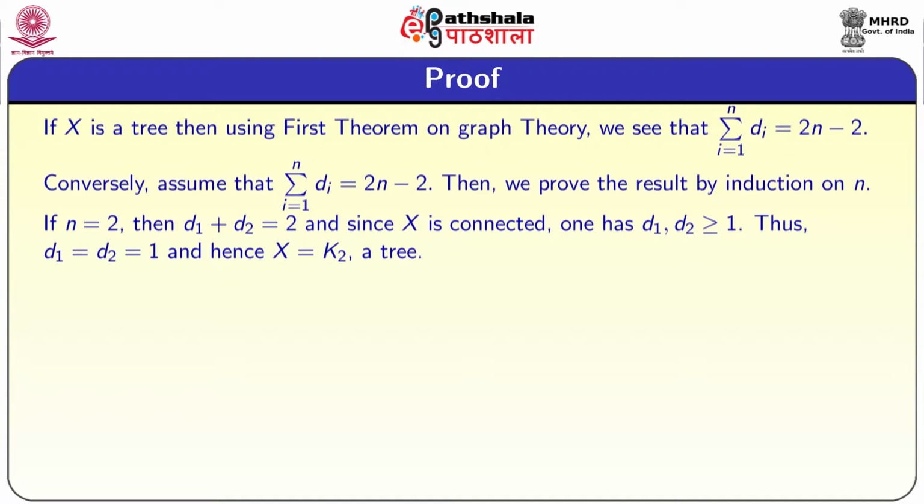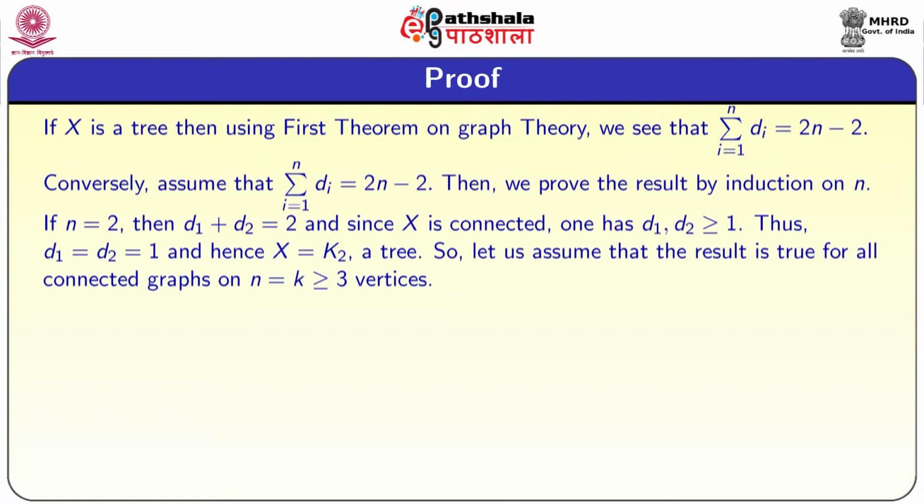We will prove the result by induction on n. If n is equal to 2, then d1 plus d2 is equal to 2, and since X is connected, one has d1, d2 greater than or equal to 1, thus d1 is equal to d2 equal to 1, hence we have X equal to K2, that is a tree.